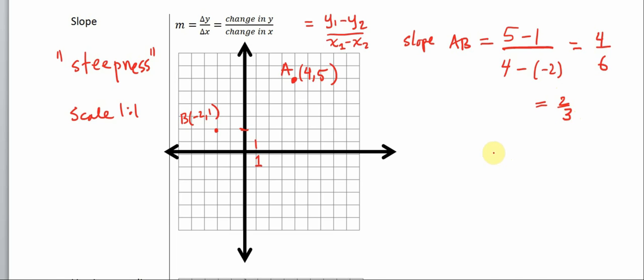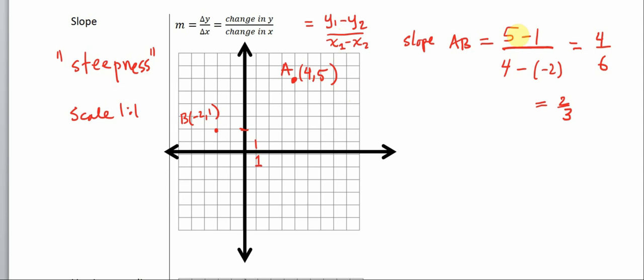Another way that this is described is rise versus run. The rise here is the change in y values, and the run here is the change in x. I also want to point out that it doesn't really matter which point you use to be y1 and x1, because it's going to be the same thing.